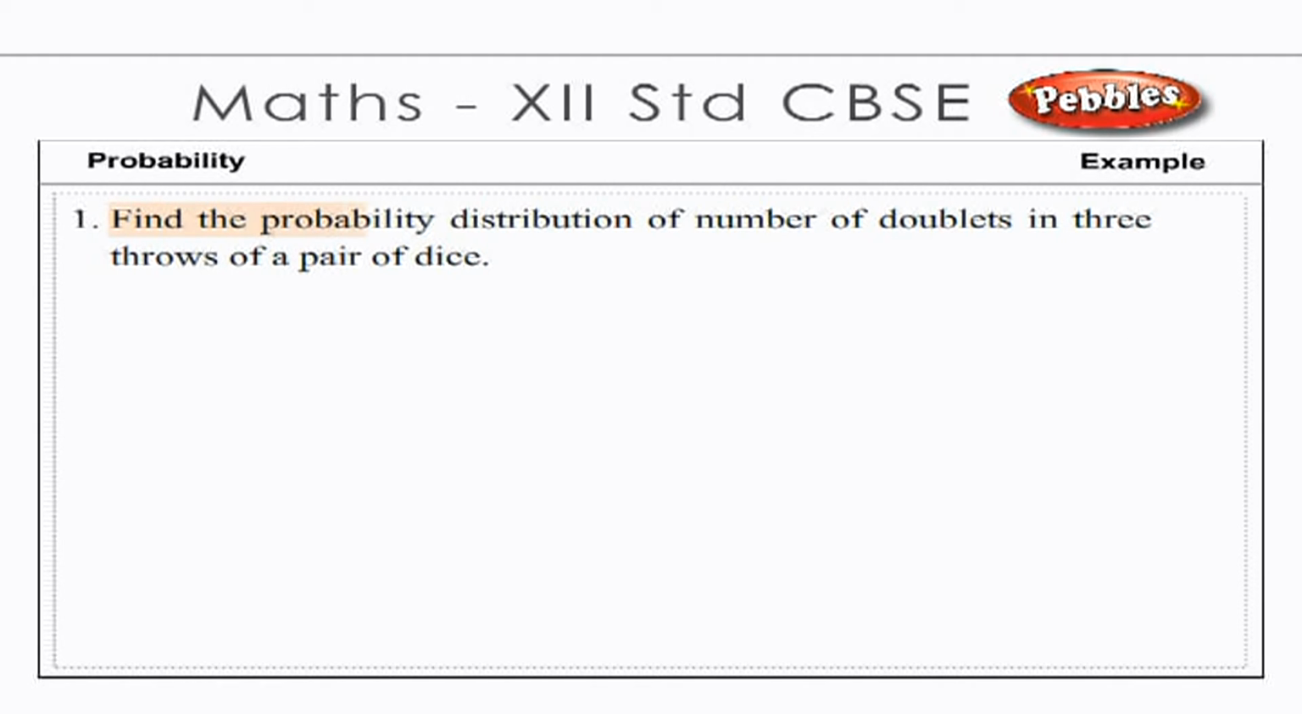Example. Find the probability distribution of the number of doublets in 3 throws of a pair of dice.